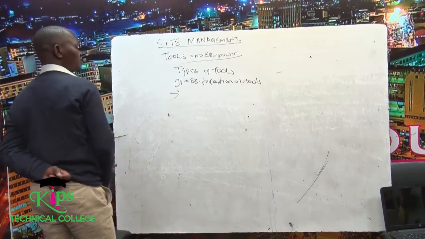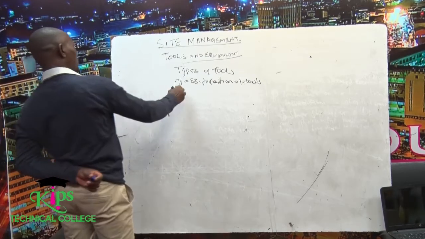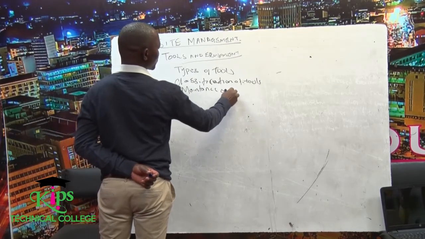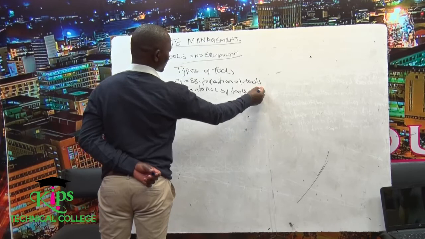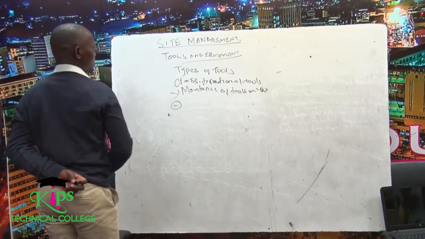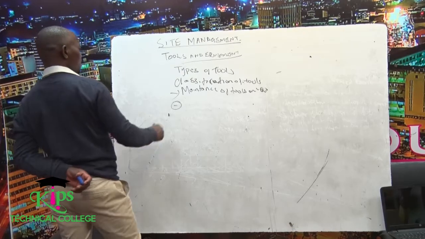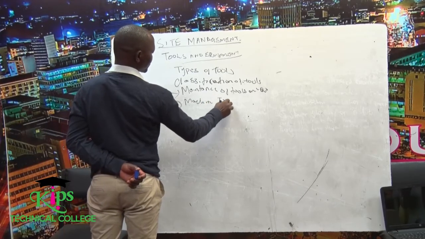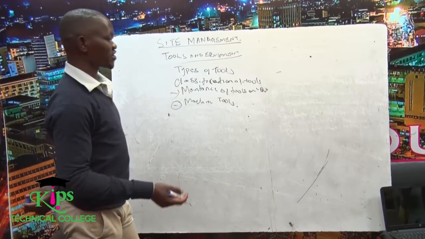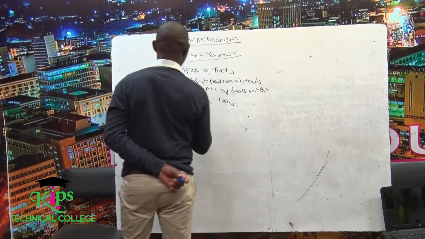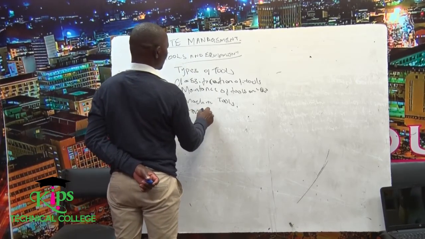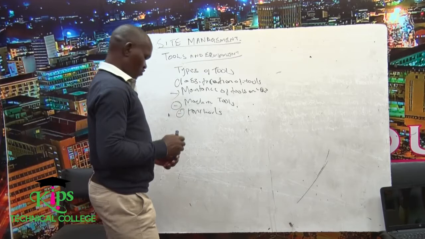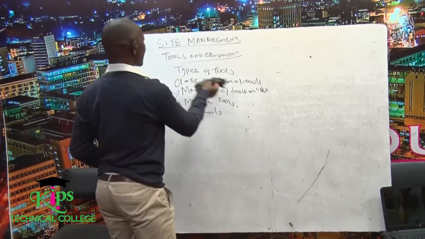Then again, we are required to talk about methods of maintaining tools, maintenance of tools and equipment. Then we talk about machine tools, where under machine tools we have different types of machine tools like the lathe machines and any other. Then we have the hand tools, and any other. So when we talk about tools and equipment, let's start with tools.